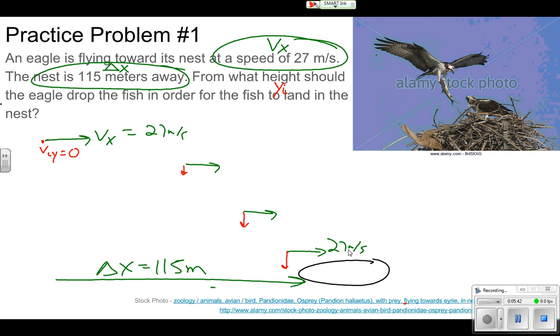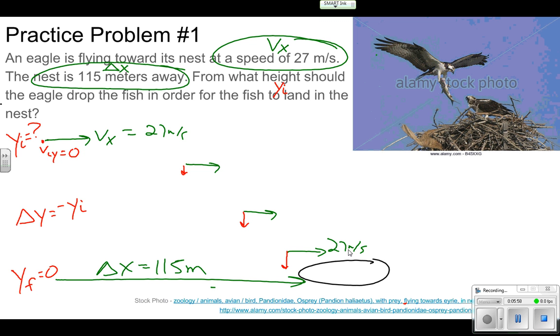It starts here at some initial position. That's what they want me to find. It ends down here, my final position of 0, or the nest. My change in y is equal to negative yi. So that's what it looks like.